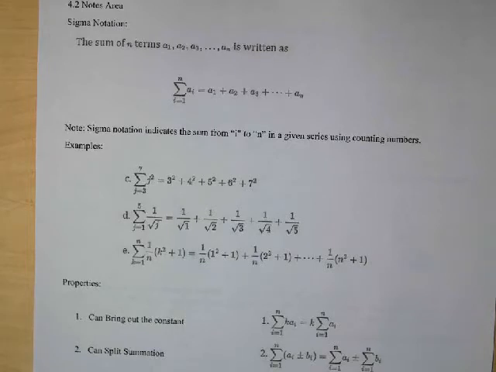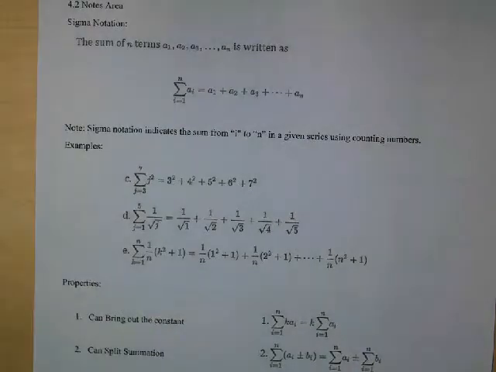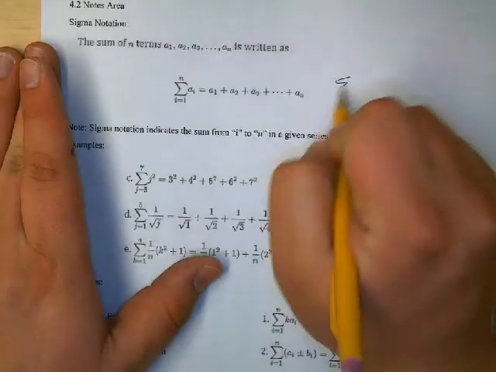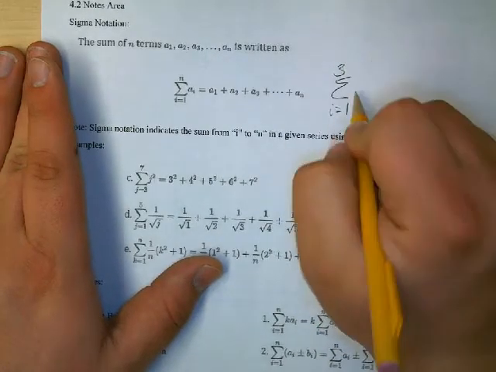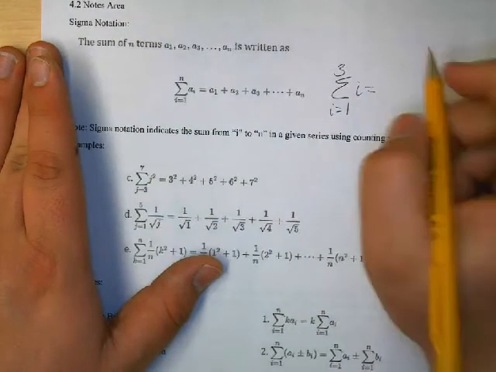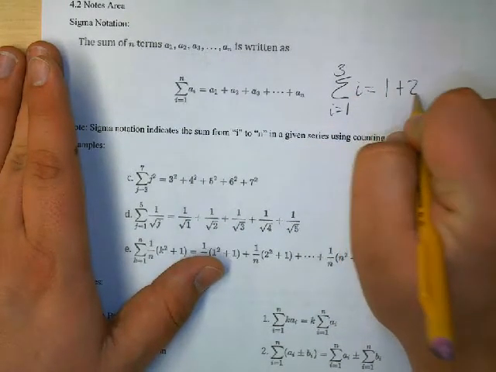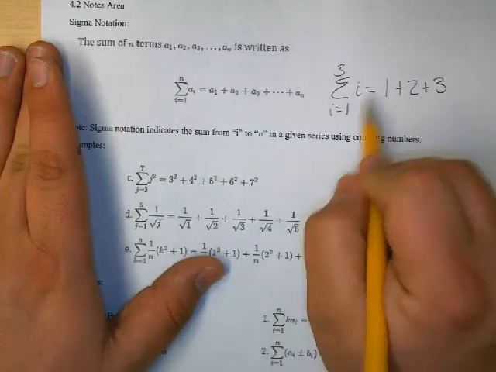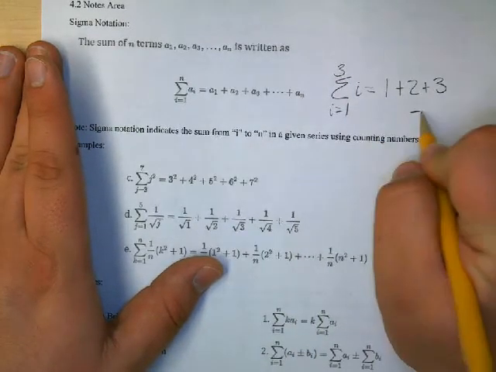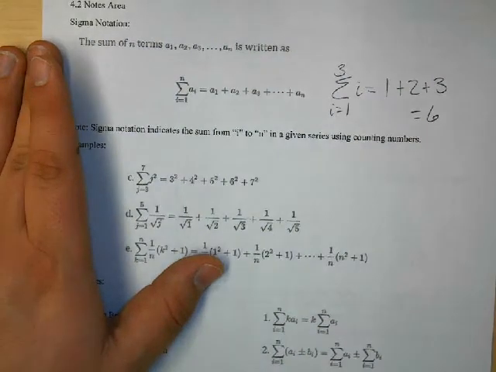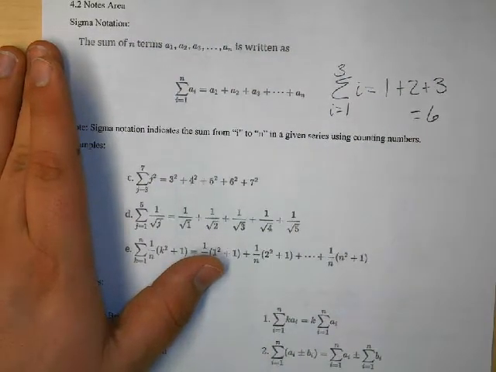Okay? So if this was the summation from I equals 1 to 3 of I, that would just be 1 plus 2 plus 3. You start at 1, and then you go all the way to 3. And that's just going to equal 6. That's all it's going to do. That's what summation notation means. Okay?